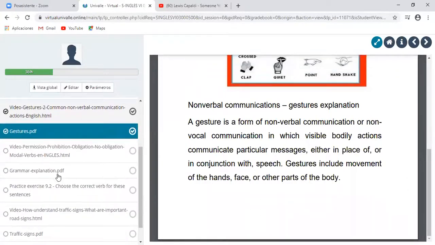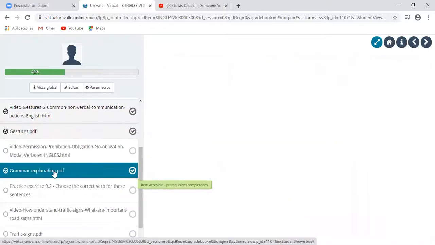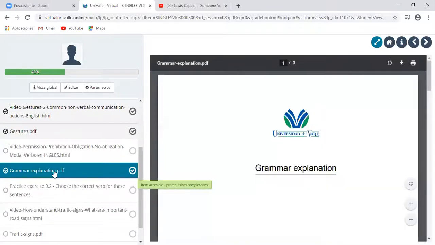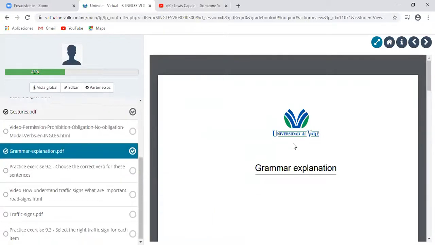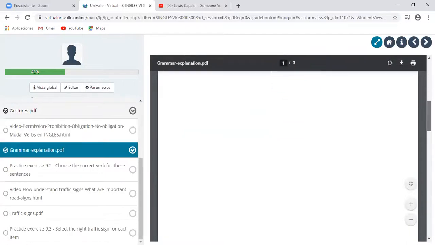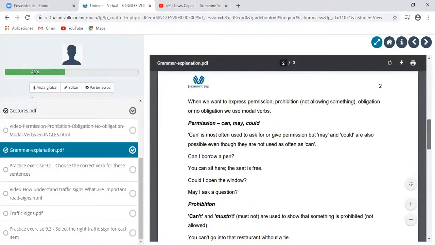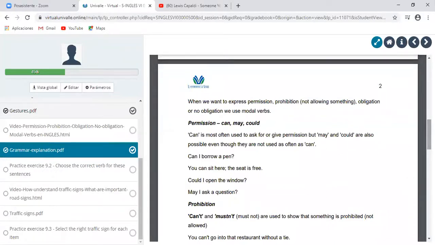In here, as well, we are going to be focused on grammar, and we are going to be learning about modal verbs. Okay, we have different modal verbs, and we have modal verbs for permission. In this case, we use can, may, and could.